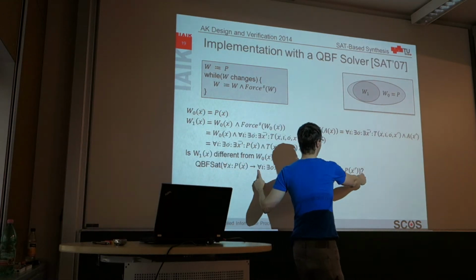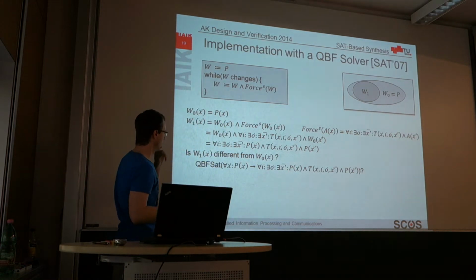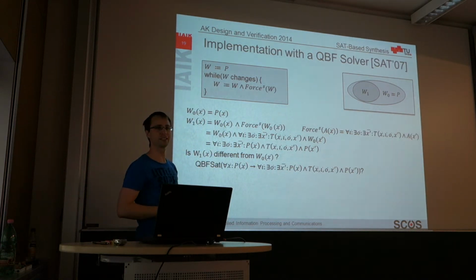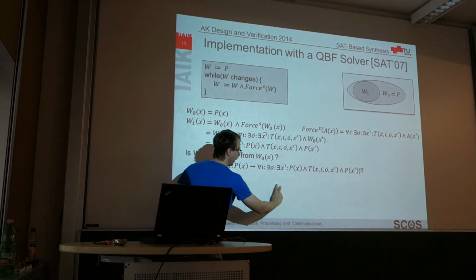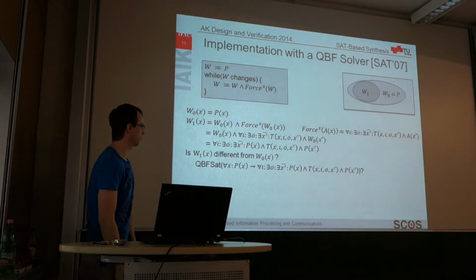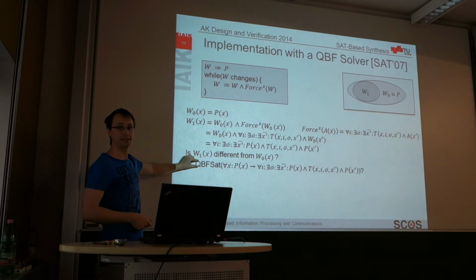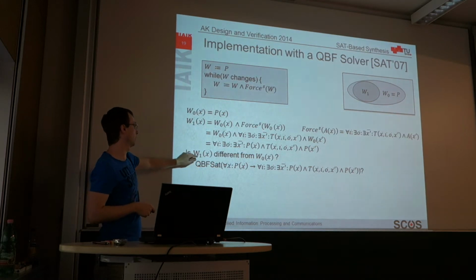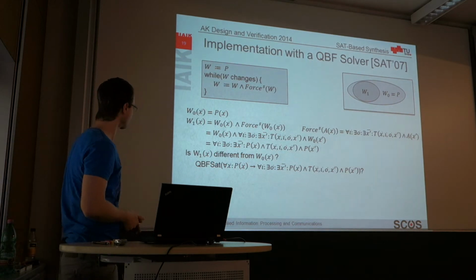So this formula here is just W1 from before. Now again, this is not really in prenex conjunctive normal form because we would have to move this part here inside the quantifier block, but this is simple to do. And this way we can just ask a QBF solver whether W1 is really different from W0 or not.